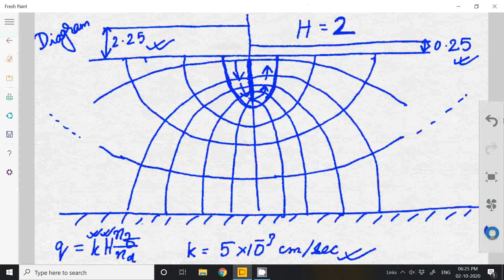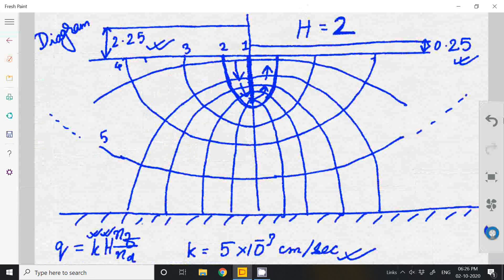So this initial flow line, which is in touch with the sheet pile, let me consider this as the first flow line. This one is the second flow line, this one is the third, this one is the fourth, and this one is the fifth flow line. The first flow line is the path of liquid that travels from the left side to the right side through the sheet pile. I have already given you this idea in the last video.